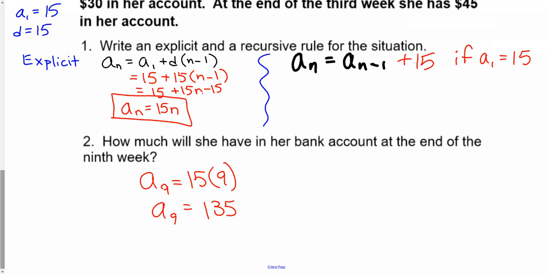So the recursive rule, not hard to write. You write a sub n on one side, a sub n minus 1 on the other side, put the common difference at the very end, and then tell me what the first term was. Those are all the parts of the recursive rule.